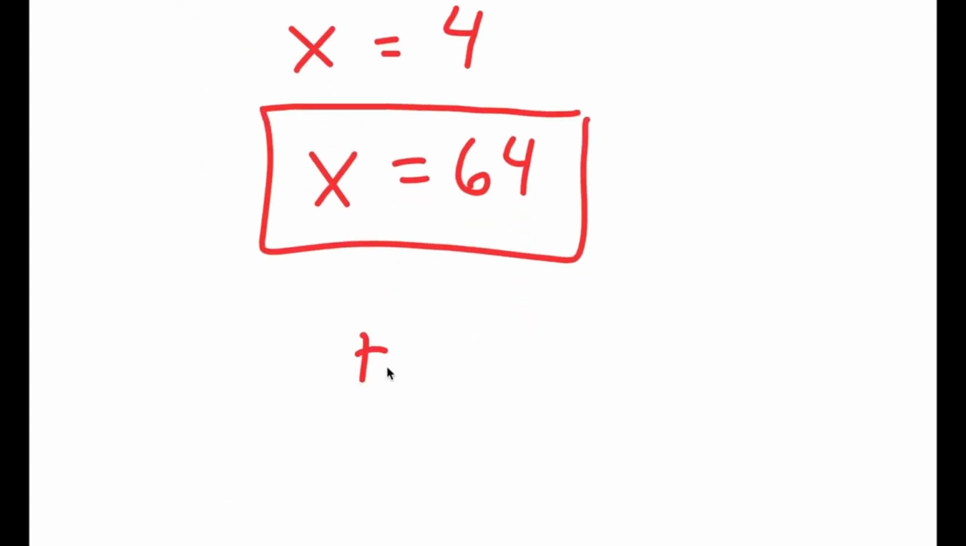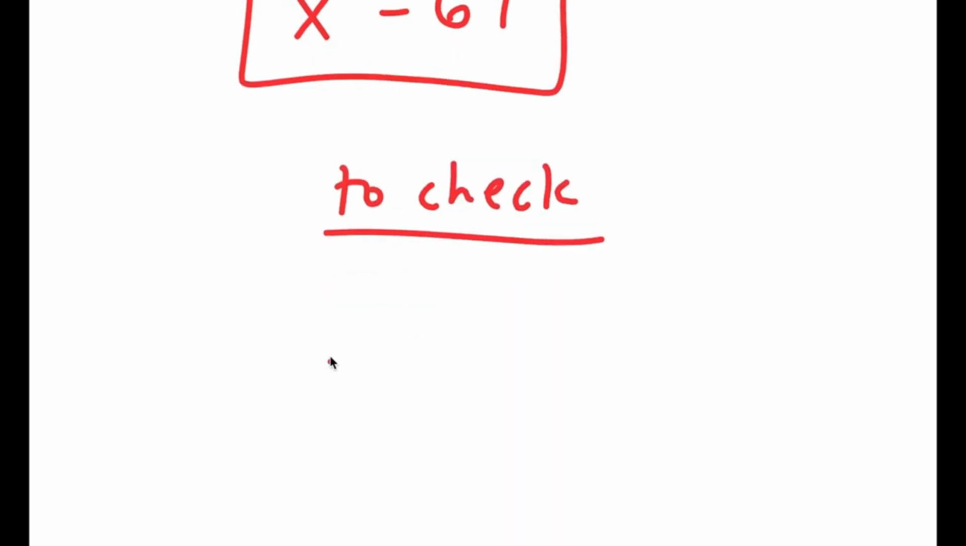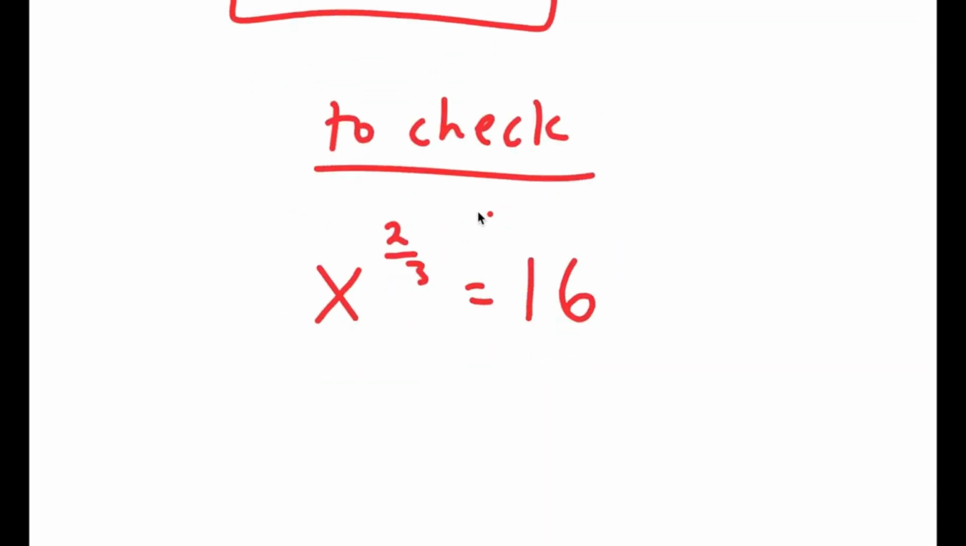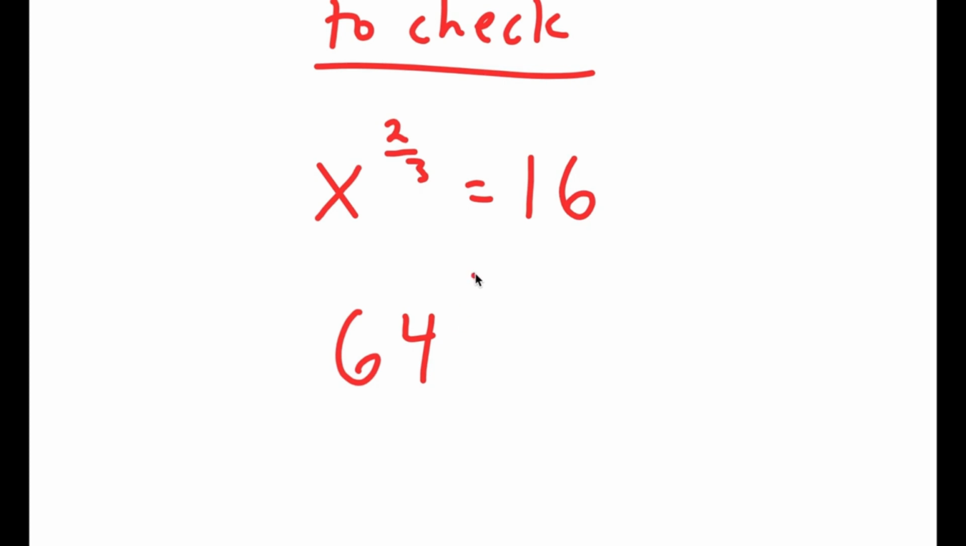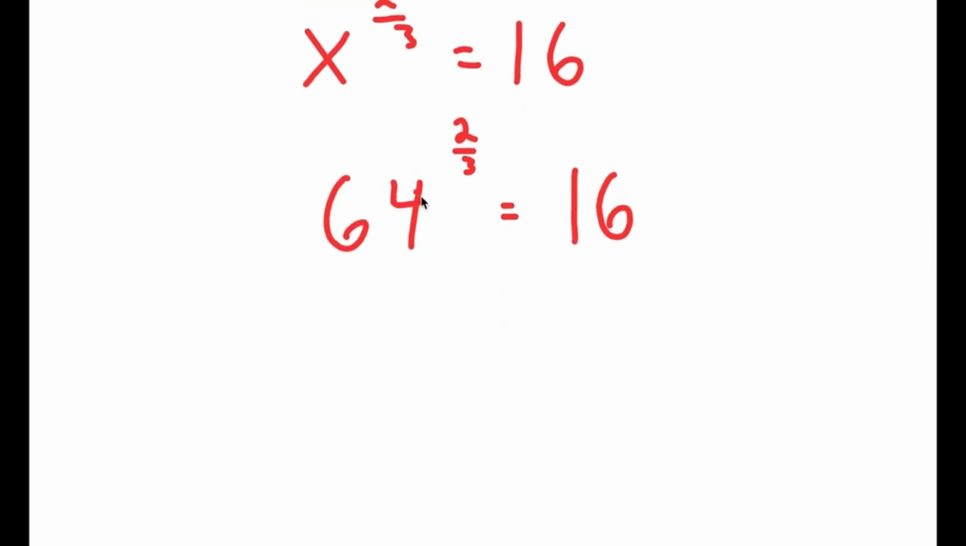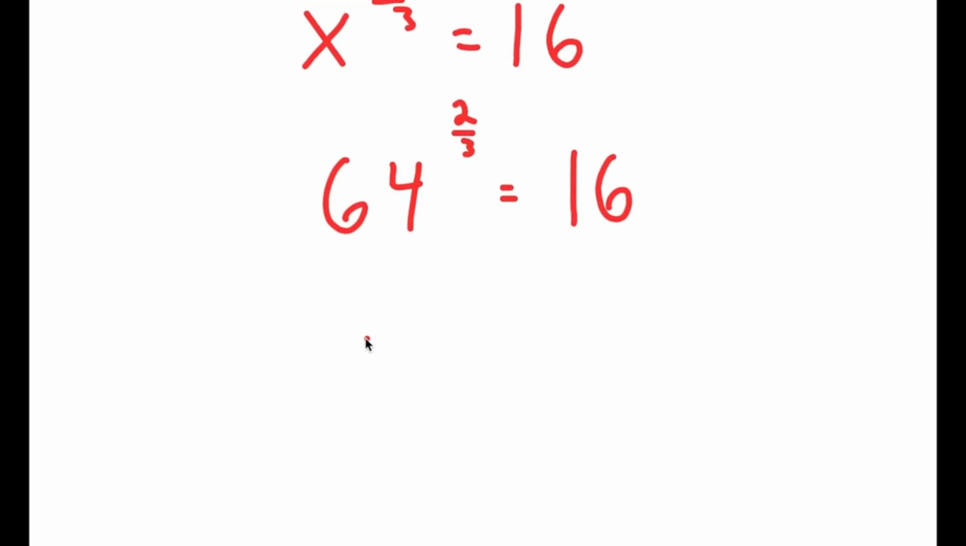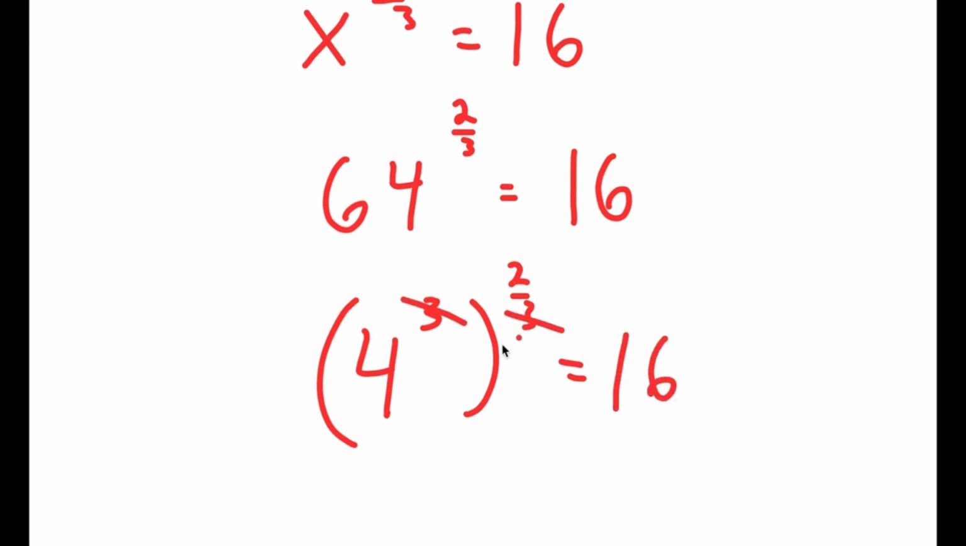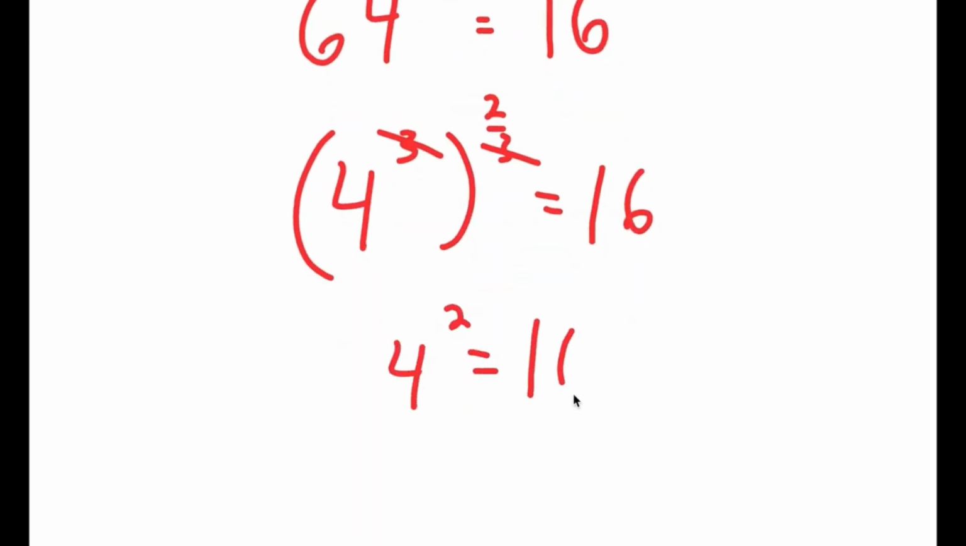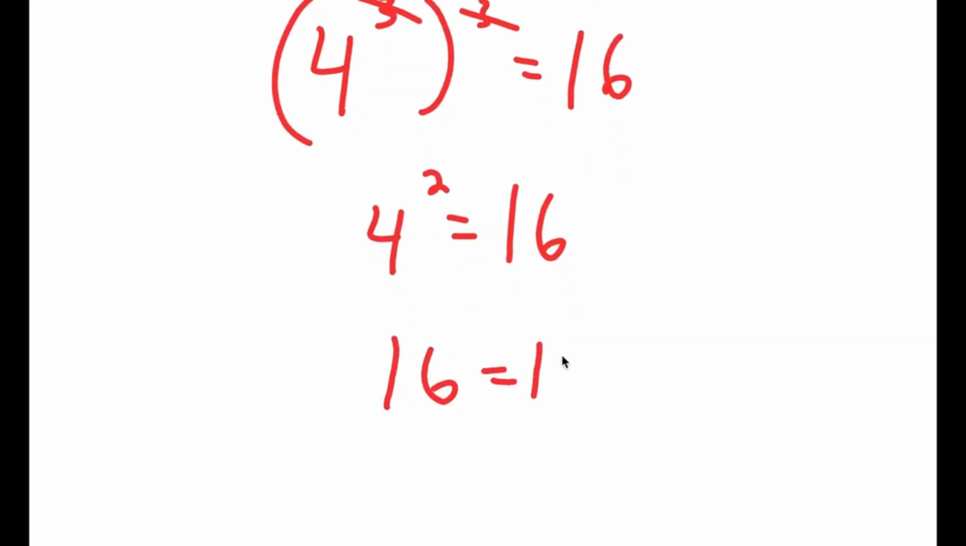Now, I'm going to check to see if this is right. So my original equation was x to the power of 2 over 3 is equal to 16, and x is 64. So I get 64 to the power of 2 over 3 is equal to 16. Now 64 is the same thing as 4 to the power of 3. So now I get (4 to the power of 3) to the power of 2 over 3 is equal to 16. Then these two cancel out, so I get 4 squared is equal to 16, and 4 squared is 16, so I get 16 is equal to 16.